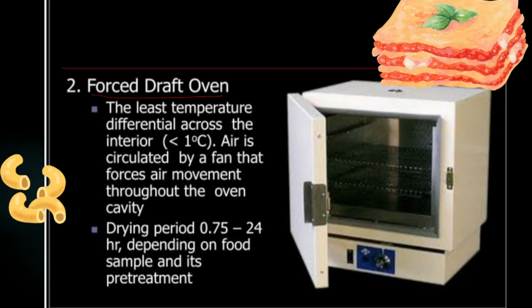Forced draft oven. The least temperature differential across the interior, that is less than 1 degree centigrade. Air is circulated by a fan that forces air movement throughout the oven cavity. The drying period is 0.75 to 24 hours depending on the food sample and its pretreatment. Actually it is similar to the convection oven, but specially designed for the industries or the laboratory purposes. It forces air circulation to control temperature more precisely, so it is used in the laboratories.